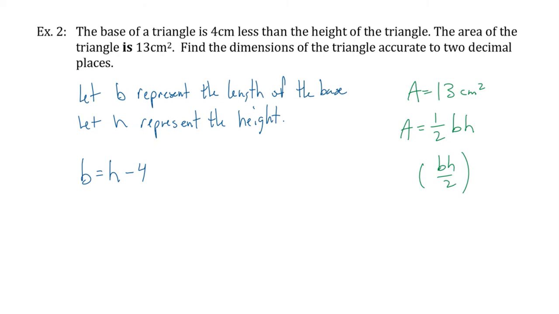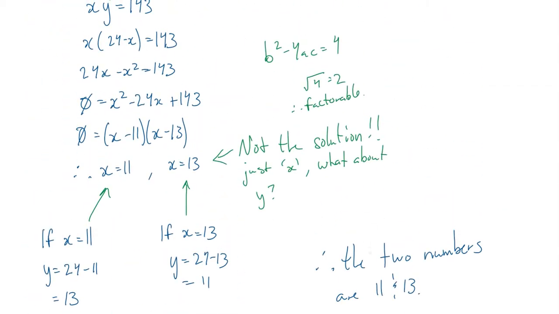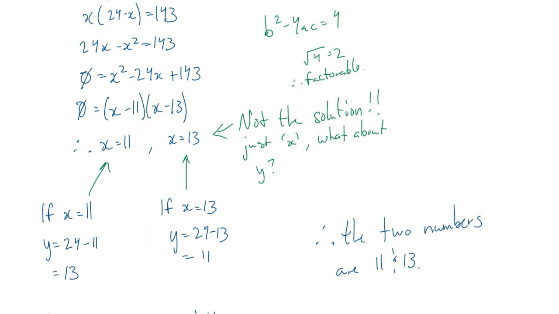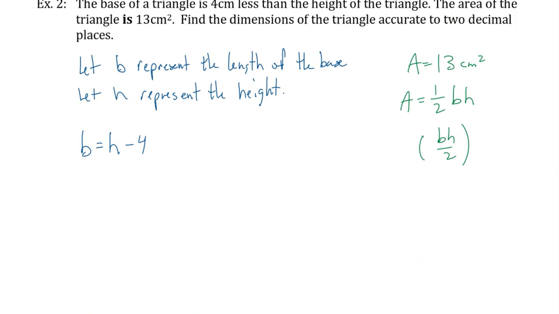Okay, now I'm going to use my formula for area, and this is different than the last one, because the last one said product. So when I got to this step, I just wrote out the product. It was just x times y, but in this case, it's talking about area. So area is 1/2 base times height. And now I'm going to sub in what I have. I've got 13 for the area. I've got a base of h minus 4 and a height of just h.